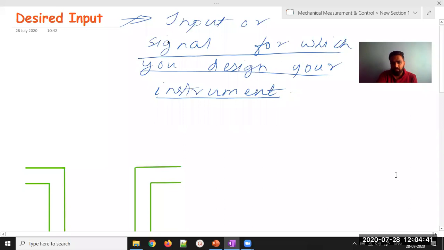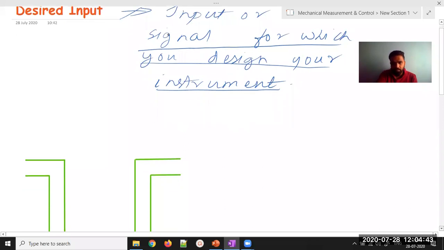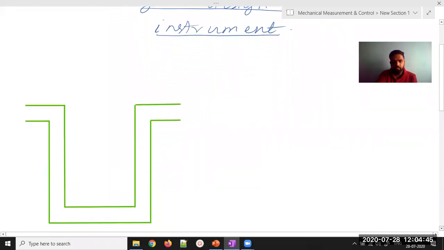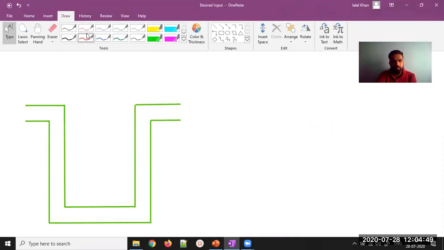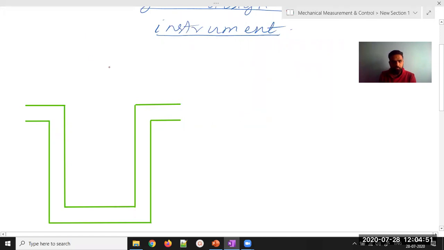Okay. So suppose I take an example. I've just drawn a manometer to make the thing simple for you. I'll just change the color because I've got the feedback, sir, if you can change the color. So I'll just take an example of a manometer.